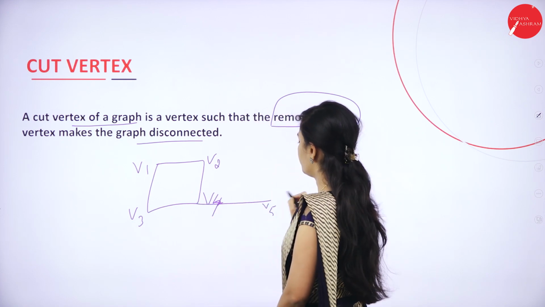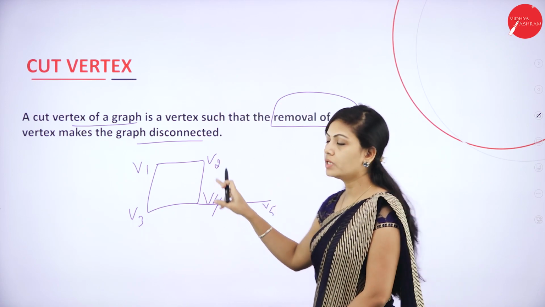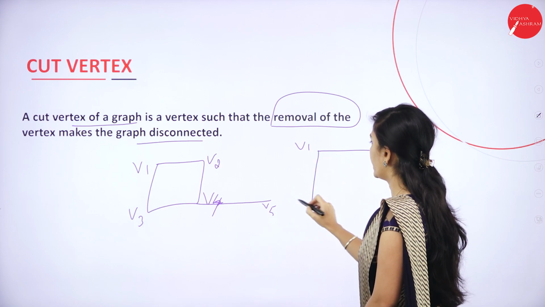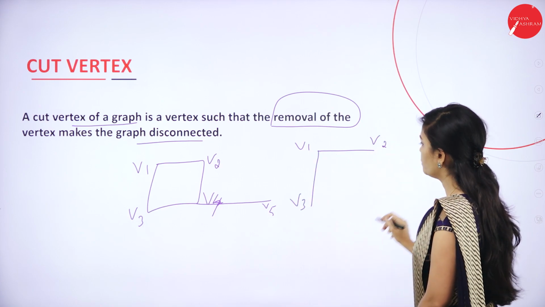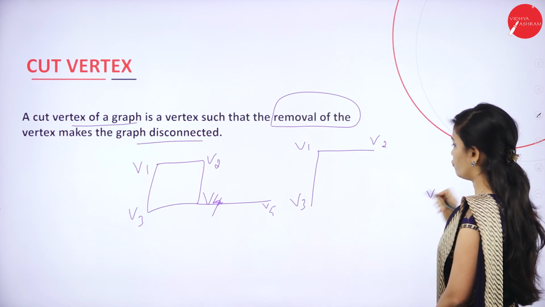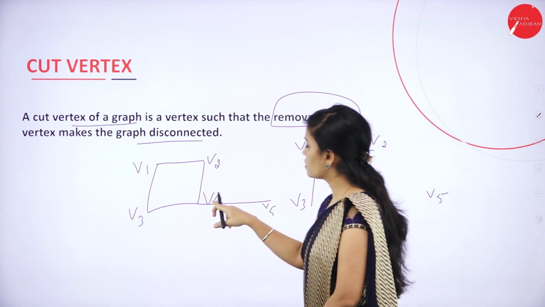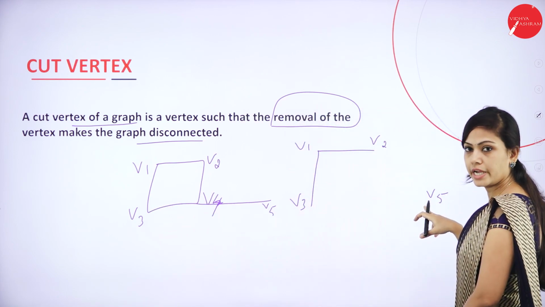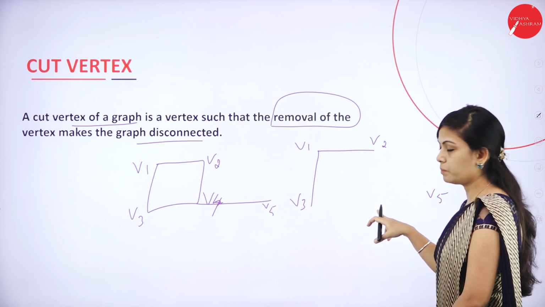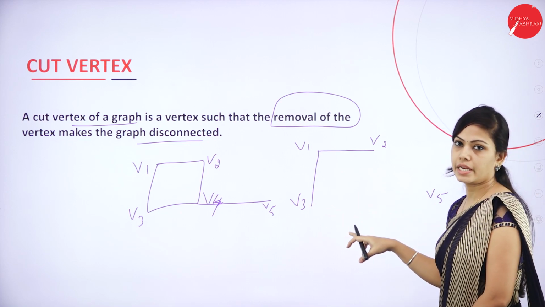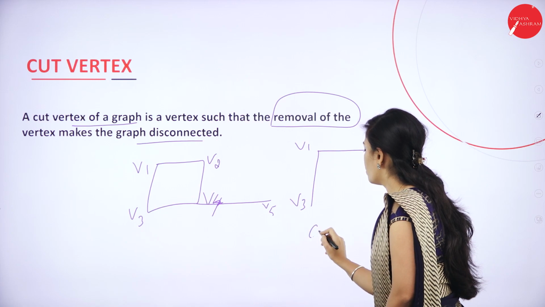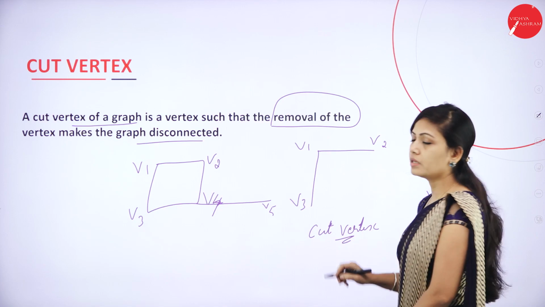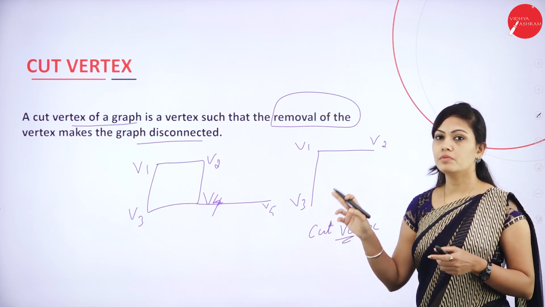So this is V5. Now I'll show you how to remove the vertex. We have V1, V2 and V3, and here we have V5. Now I have removed this vertex V4. So it's disconnected, right? So the graph is disconnected. This is called a cut vertex. It is a very simple concept, a very important concept. It is a 2 marks question.